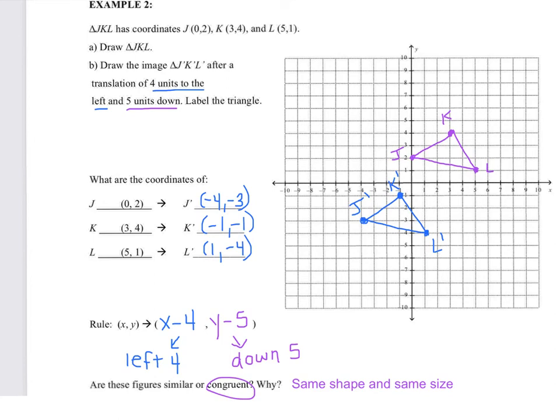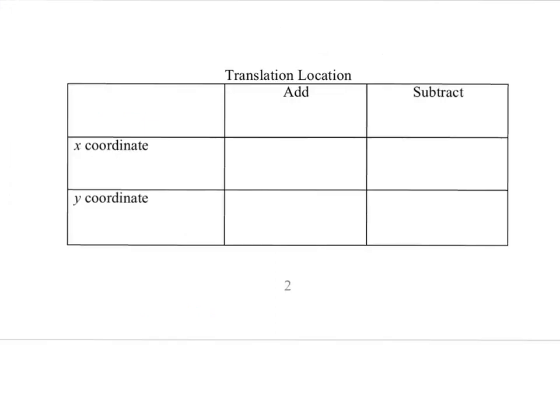So now let's look at a table that indicates our rules when adding and subtracting to the x and y coordinate. So here's a little table with our translation location involving the x coordinate and the y coordinate. So we add to the x coordinate when we go to the right. We subtract from the x coordinate when our direction goes to the left.